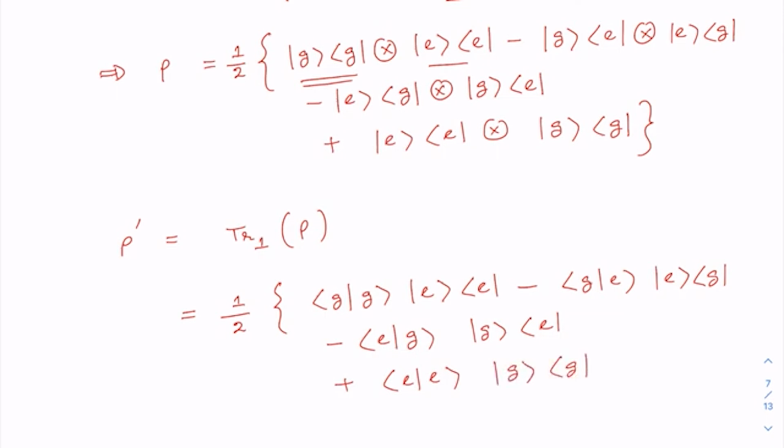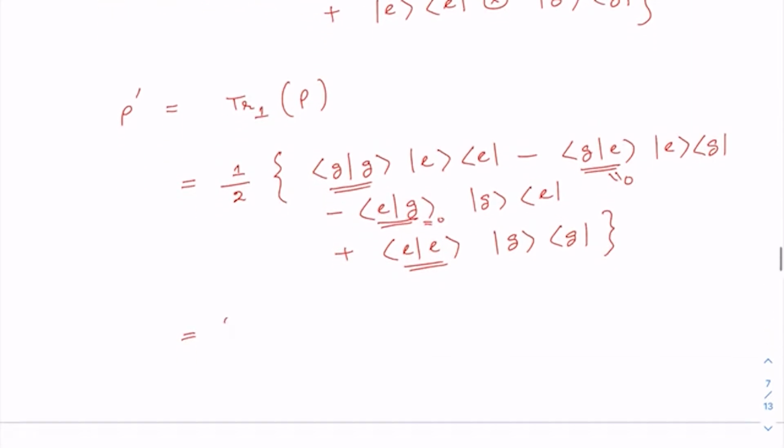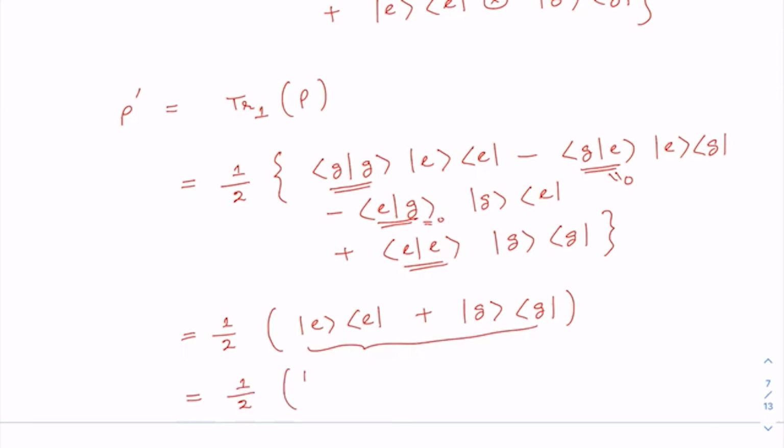And I know that |z⟩ and |e⟩ are orthogonal to each other, so this is normalized, but this is equal to 0. This is orthogonal, so the scalar product would yield 0. So I will end up with a half of |e⟩⟨e| plus |z⟩⟨z|. In fact, this is nothing but the identity matrix. This part is the identity matrix, 1 0 0 1.